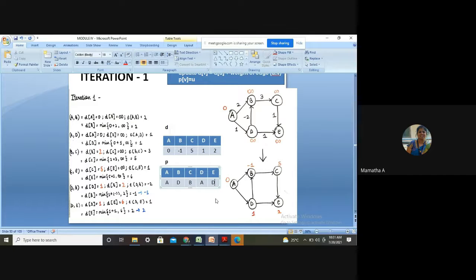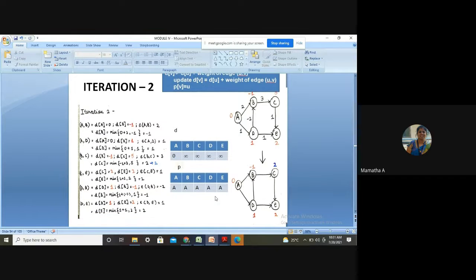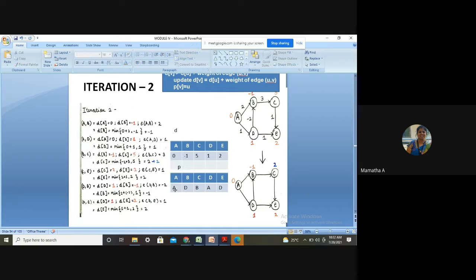Are you all understanding? Yes. Now go for the next iteration. So how many iterations will I have to do? As I told you, we have to do one less than the number of vertices. So 5, so I need to do 4 iterations. Again, repeat the same. Now you can observe the updated values are like this. And the P matrix will be like this: B, B, A, and then D. Right? Let us now see what are the updations that are there.